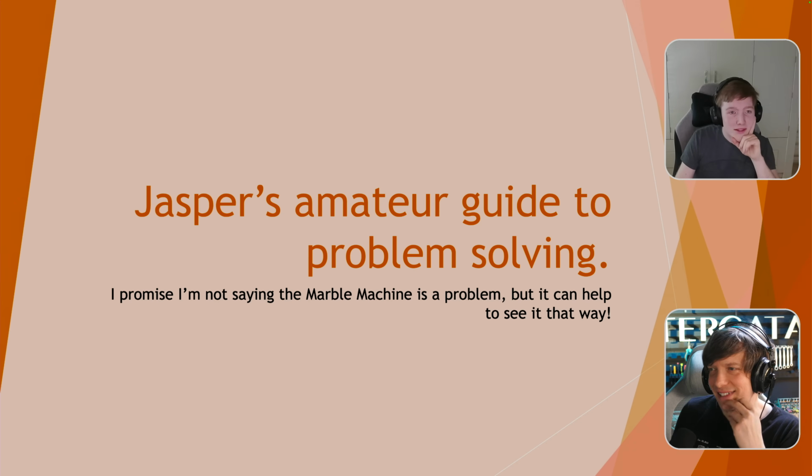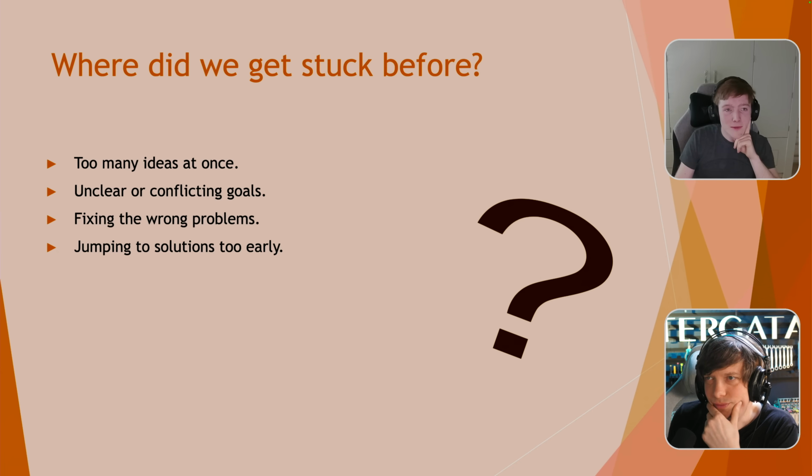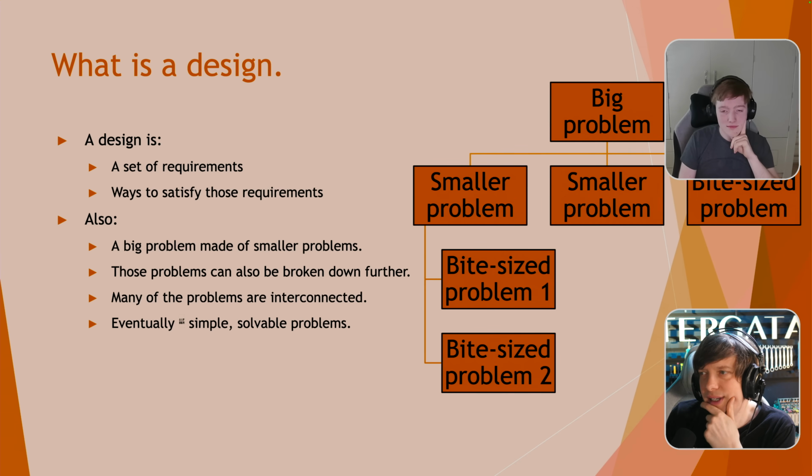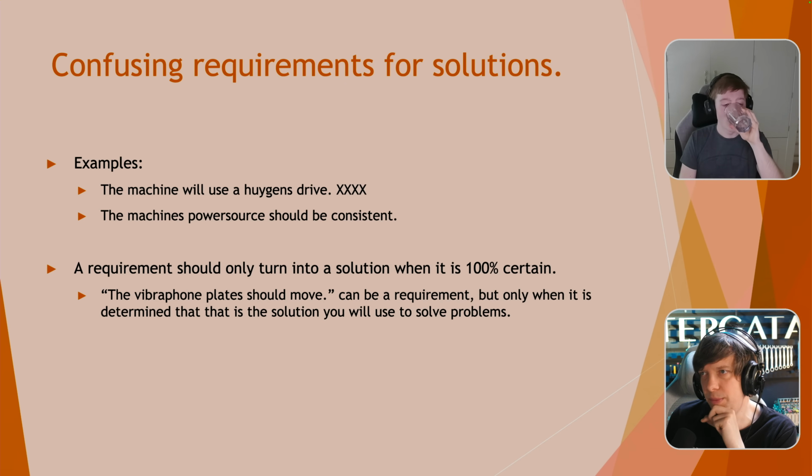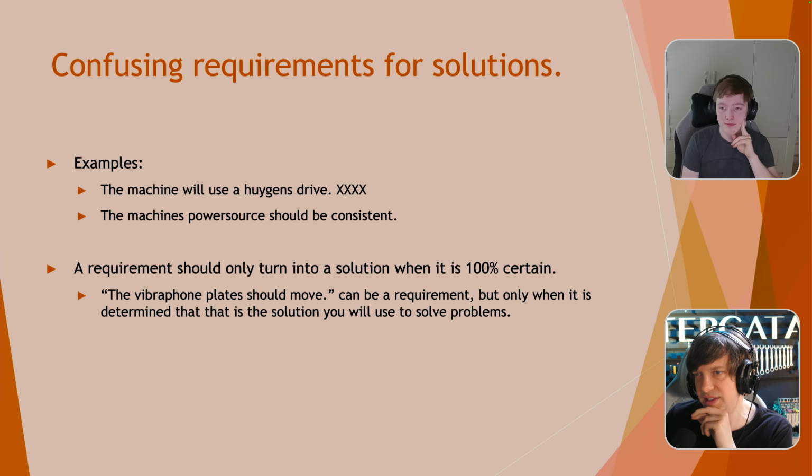So where did we get stuck before? Jasper has identified exactly what happened, and we're breaking down a design in a tree structure from the big problem to the bite-sized problems, and we're confusing requirements for solutions. And one of the coin drop moments is that Jasper thinks that more of my requirements contain solutions than I'm aware of. And one way of making it manageable is to cleanse our requirements from solutions.